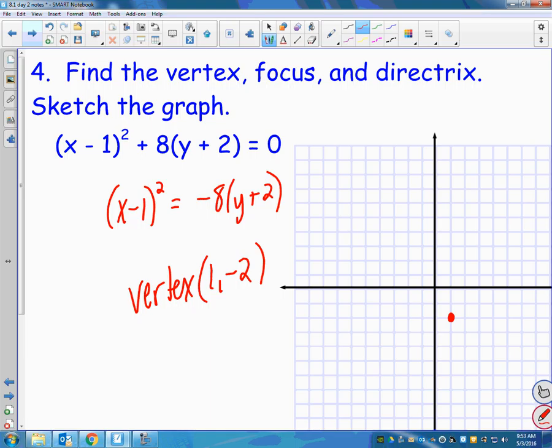Just like the last ones, when it was 0, 0, can I find P? Right, that's still 4P. So I can say 4P equals -8. So are you with me that P equals -2? When it opens down or left, you're going to always get a negative P value.